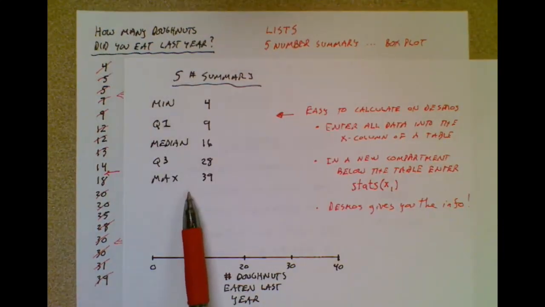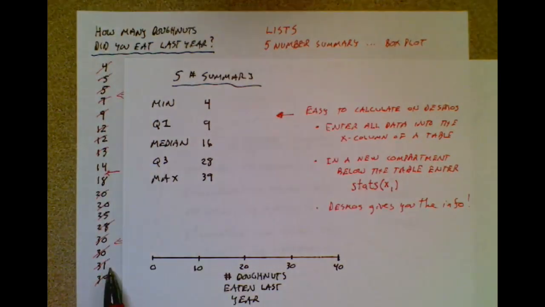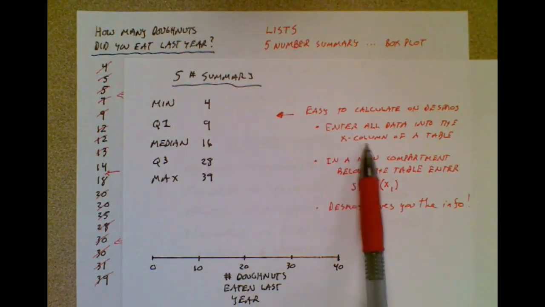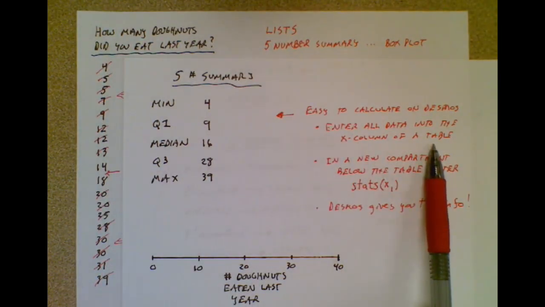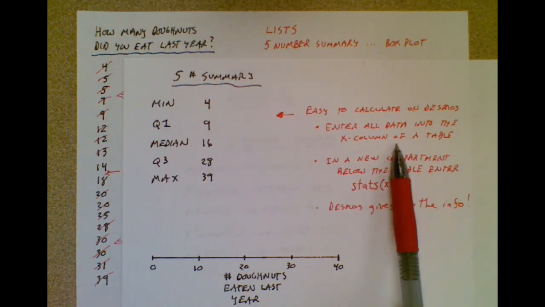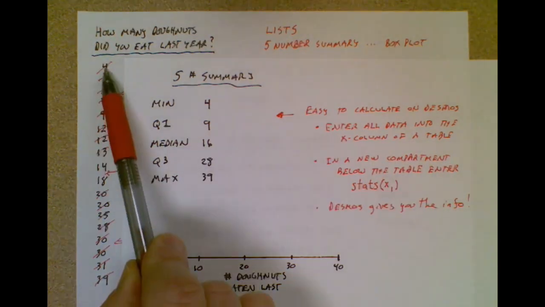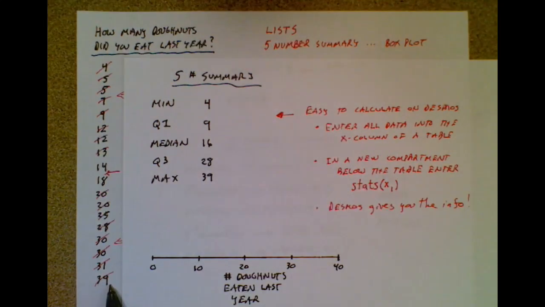So here is the readout of the 5-number summary from Desmos. Now we can get that by entering all of this data into the X column of a table in Desmos. So you have to create a table in Desmos. Don't worry about the Y column. Just put all of these into the X column.